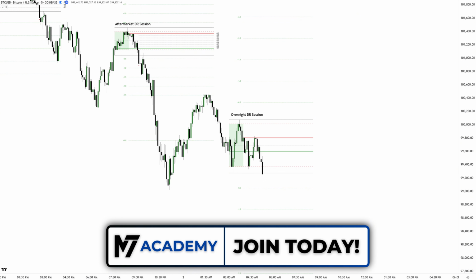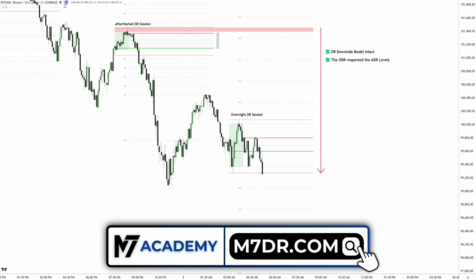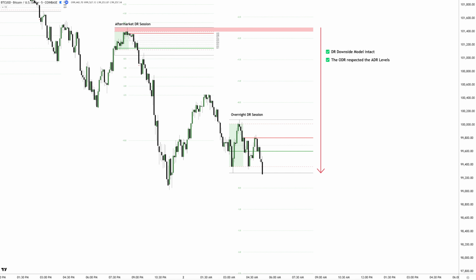The relationship between the aftermarket and overnight DR session should be familiar by now, strongly hinting at a potential DR downside model. The overnight DR session opened and closed well below the aftermarket session, maintaining respect for its levels, a clear indication of downside pressure.